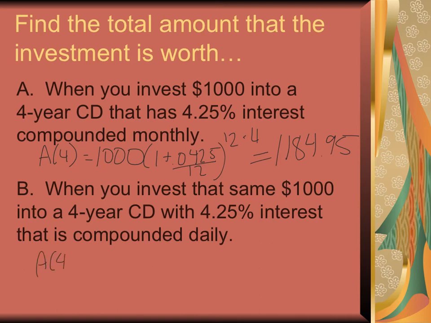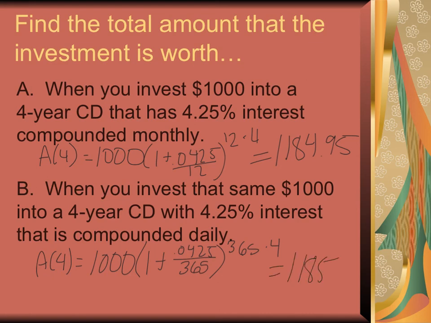Now let's try it with the compounded daily. It starts out the same. I'm going to have 1 plus 0.0425 over 365, because that's how many times it's being compounded, raised to the nt, 365 times 4 years. I probably should have made this a smaller fraction like I did here, so just be neat when you're writing it. If I plug that into my calculator, I end up getting $1,185.29. So I end up with a little bit more.